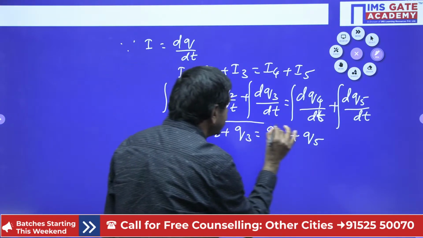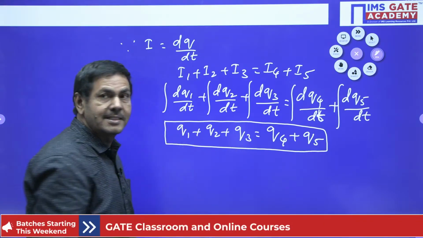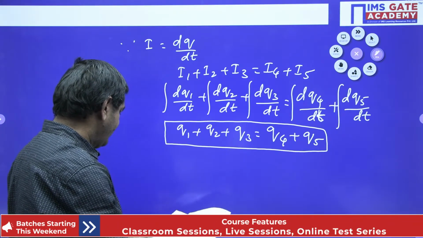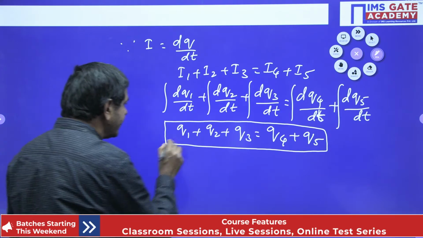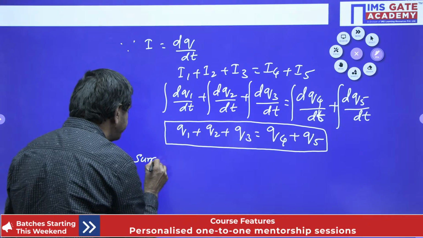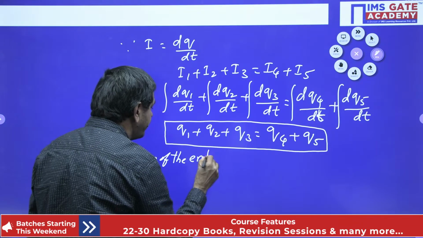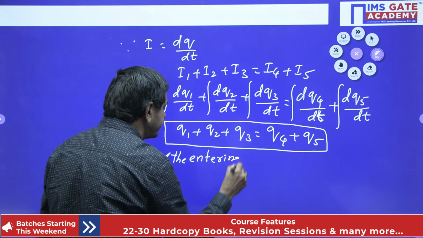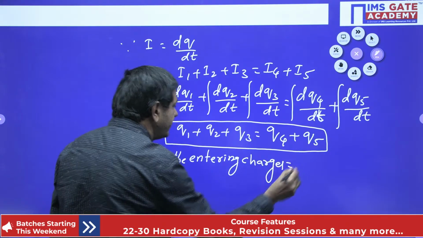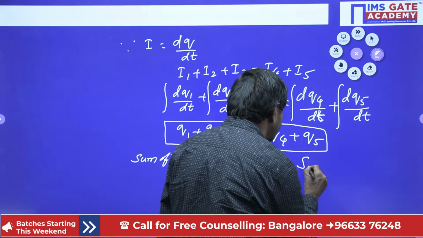So, entering charges equal to what? Leaving charges only is possible. Where? In KCL only we can say. Thus we can define finally the point like this only now. Sum of the entering charges, these are all entering charges, sum of the entering charges equal to sum of the leaving charges only is possible in KCL.